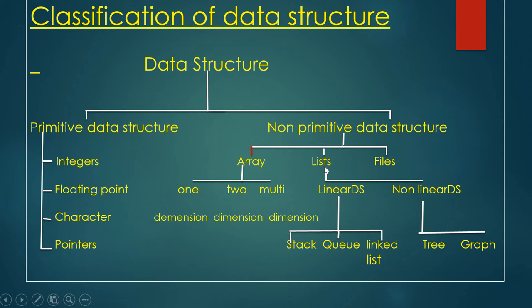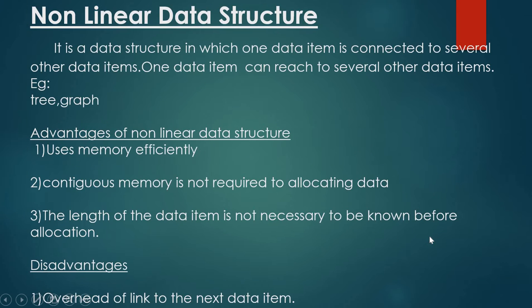Then lists are classified into two: linear data structure and non-linear data structure. In linear data structures, we have discussed stack, queue and linked list. All the linear data structures we have discussed in the last classes. Today we are discussing the non-linear data structures, that is tree and graph.